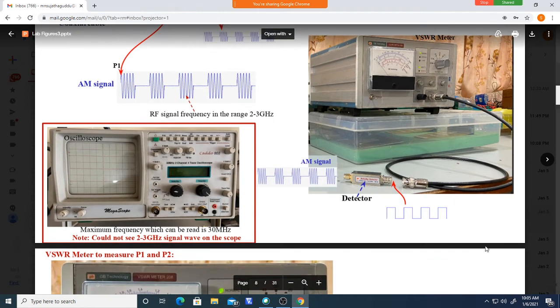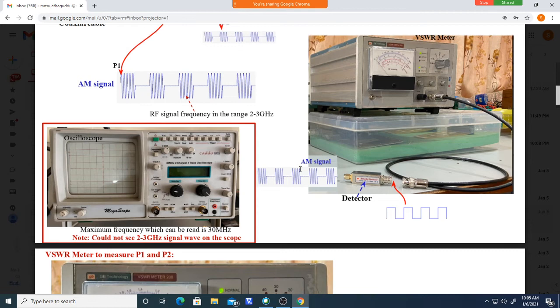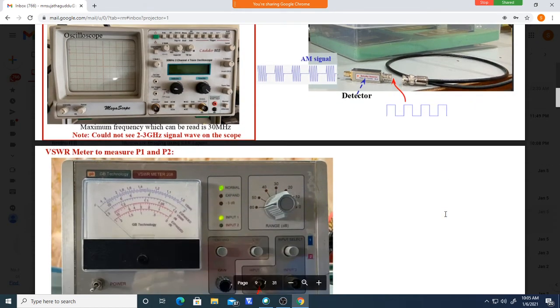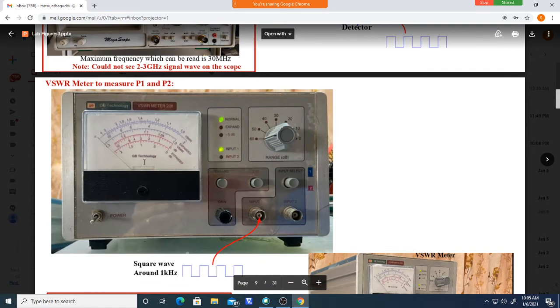Okay, so to measure the power, we cannot measure the power directly from here for this waveform. What we are doing is demodulating this and measuring the power of this signal. A square wave of low frequency signal power you can easily measure using this equipment. This is called a VSWR meter. Okay, this is the VSWR meter.